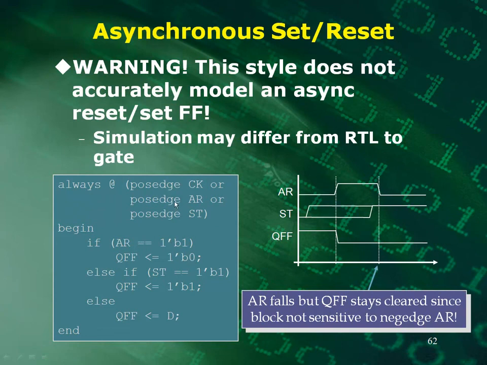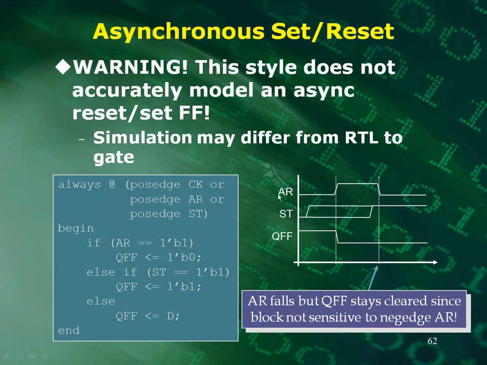Yeah, here's the problem. Let's start over. I'll do this again. Let's say our Q flip-flop is high, and we come along, and on the positive edge of the asynchronous reset, we want to clear the Q flip-flop. And we do that because we have a pos edge of AR.